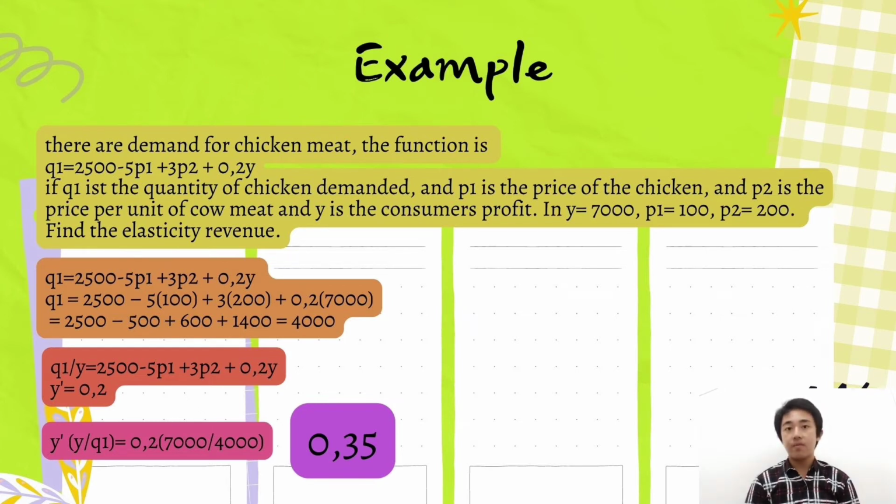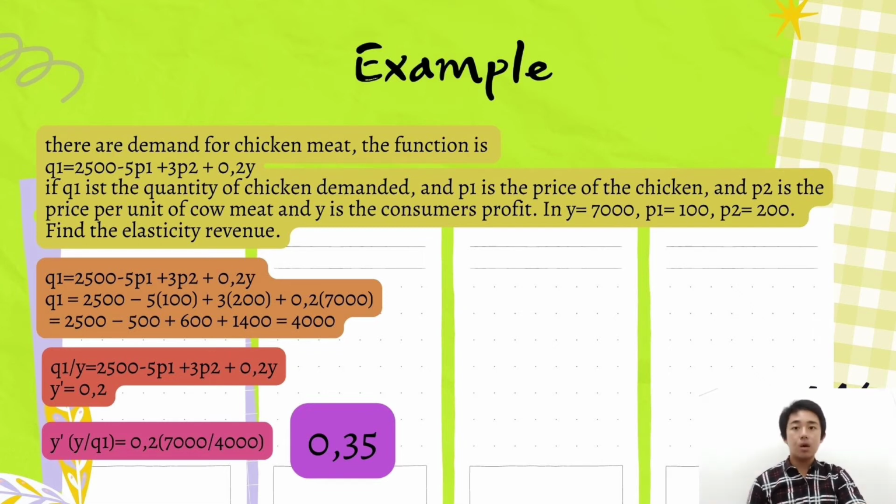2,500 minus 5P1 plus 3P2 plus 0.2Y. Q1 is the quantity of chicken demanded, P1 is the price of chicken, P2 is the price per unit of cow meat, and Y is consumer income. If Y equals 7,000, P1 is 100 and P2 is 200, find the elasticity. So what we're going to do is Q1 equals 2,500 minus 5P1 plus 3P2 plus 0.2Y. We input the data in the function and we can calculate.